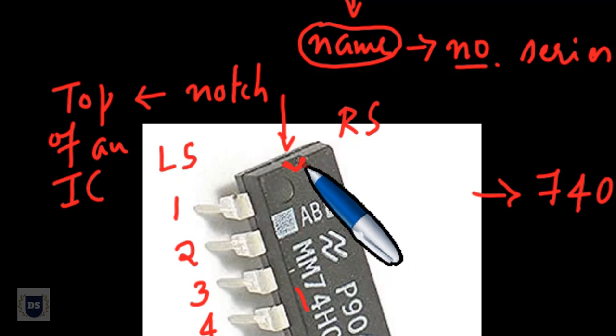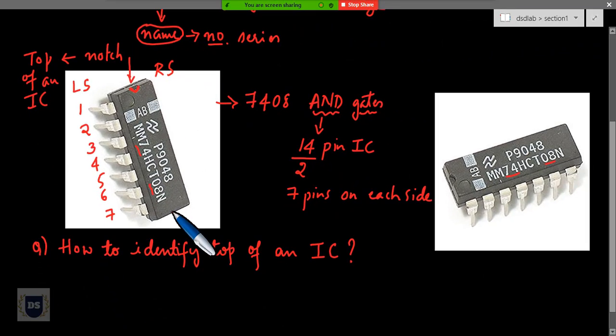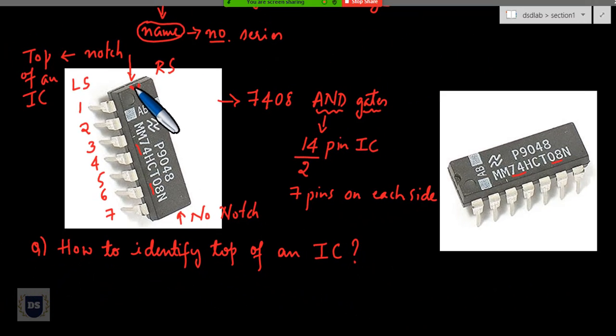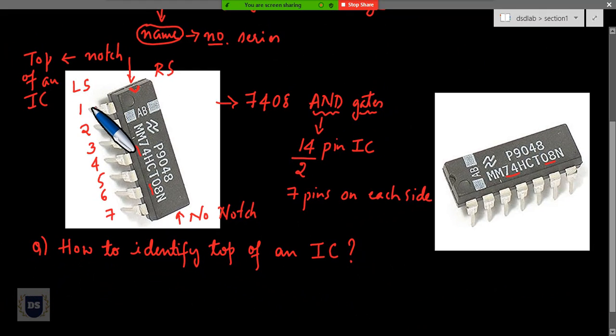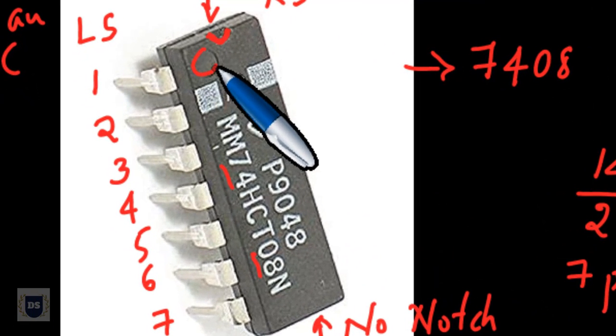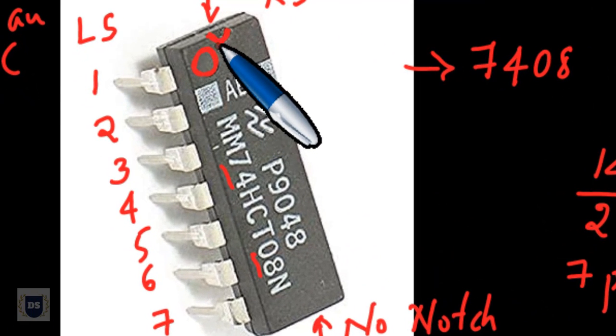By now we know that this is the top of an IC, whereas at the bottom it's clearly evident that there is no notch. So this is how we can make out the top of an IC. But why should I start to count from the left side of the IC? I could have started my pin count from the right side. In order to avoid such numbering confusion, if you clearly observe, there is a circle given very next to this notch.